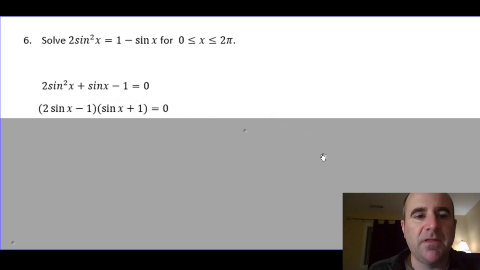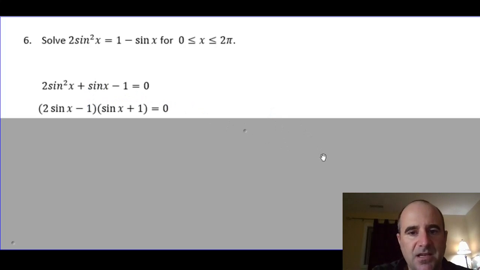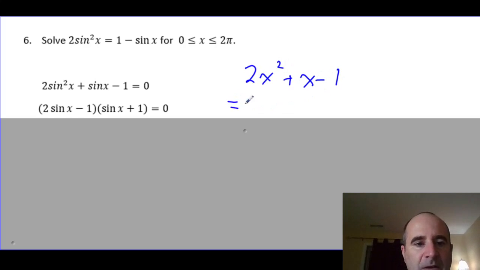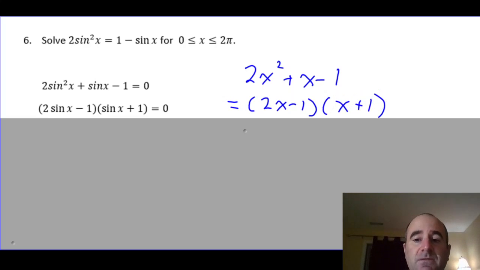If you're having trouble with that, it's basically the same as if you were factoring, say, 2x squared plus x minus 1. That would factor to 2x minus 1 times x plus 1. The only difference here is instead of dealing with x's, you're dealing with the sine of x, which is also just an unknown value.